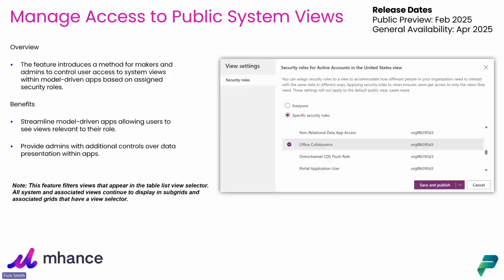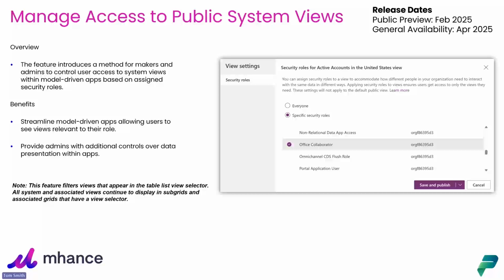And the idea here is that we can give people with certain security roles or who perform certain job roles to have only access to the views that are relevant to them. So this is something that was in public preview in February, so you can enable it within your test environment. It's something that has to be enabled through the org settings.